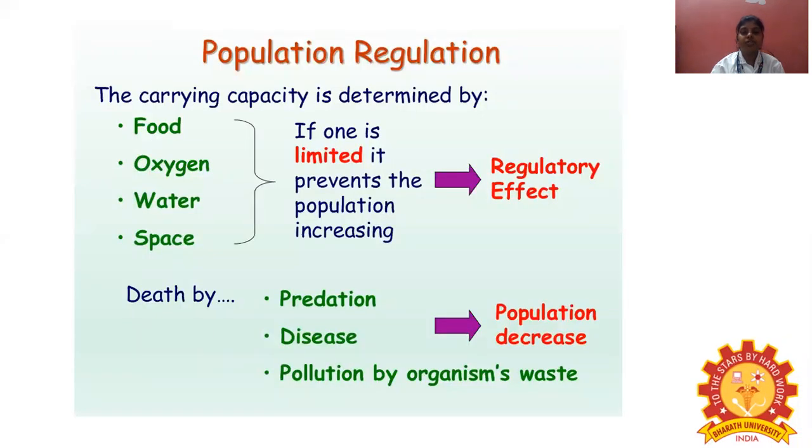Next, population regulation. The carrying capacity is determined by the following: food, oxygen, water, space. If one is limited, it prevents the population from increasing. It means regulatory effects. Death by predation, disease, and pollution by organisms' waste leads to population decrease.